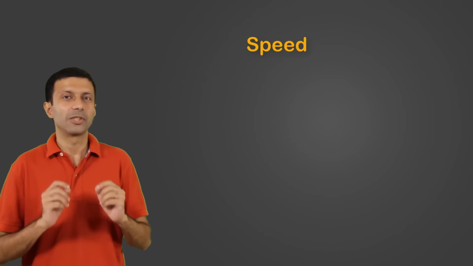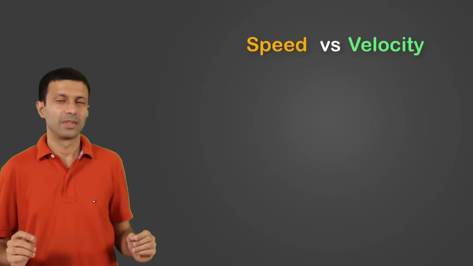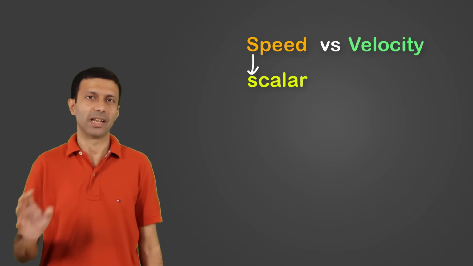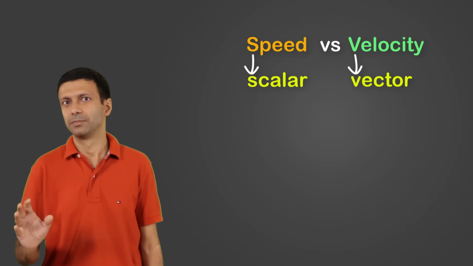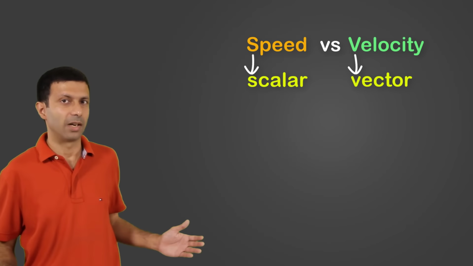So just like distance and displacement were scalar vector pairs, so are speed and velocity. And it's easy to remember. S for speed, S for scalar. V for velocity, V for vector. Now let's go back to our example.